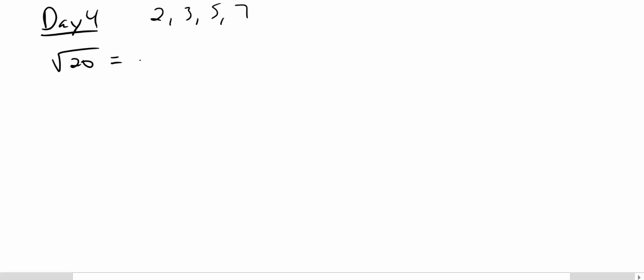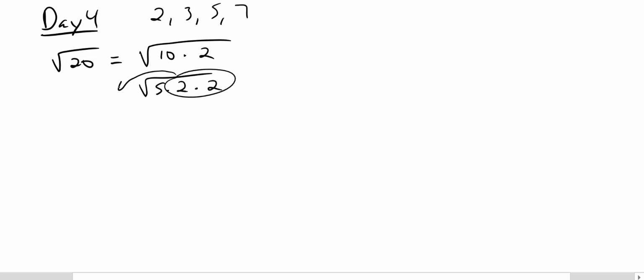So if I did the square root of 20, that's basically 10 times 2, and then 10 breaks down to 5 times 2 times 2. So basically I have a pair of 2s which comes out, and you have a 5 left over, and that's my answer. That's the square root of 20 simplified. Really that's not bad, right? So 2 root 5.